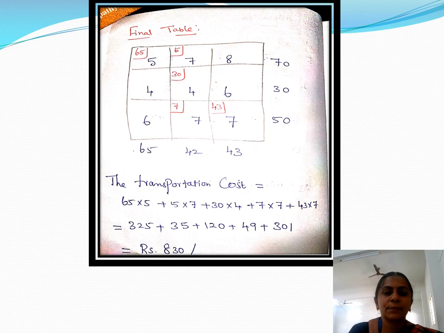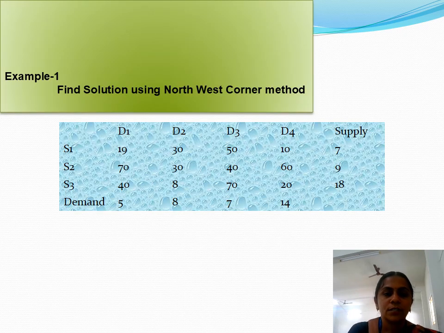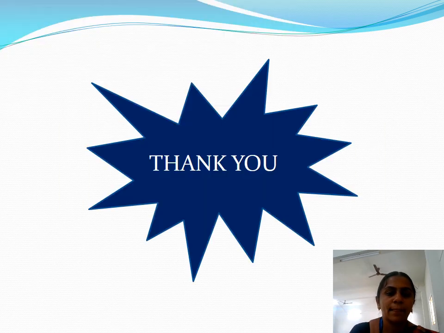So here the final table is shown. Now we have to find the transportation cost. C11 means 65 into 5, plus C12 is 5 into 7, then C22 is 30 into 4, then C32 is 7 into 7, then C33 is 43 into 7. We have to multiply and add all these values. We get the transportation cost as rupees 830. So these are the examples we have given. Thank you.